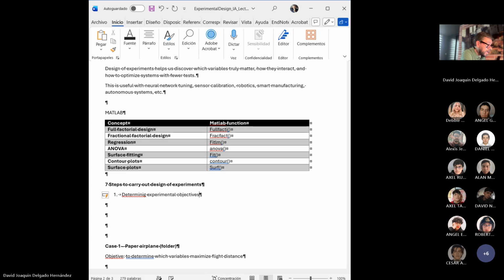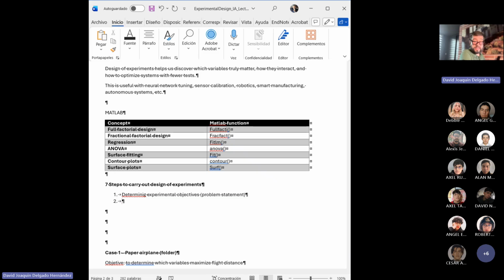Objectives. Okay. So basically, it is the problem statement. The second step is identifying the responses, which are the outputs, and the measurement system. How are we going to measure that?